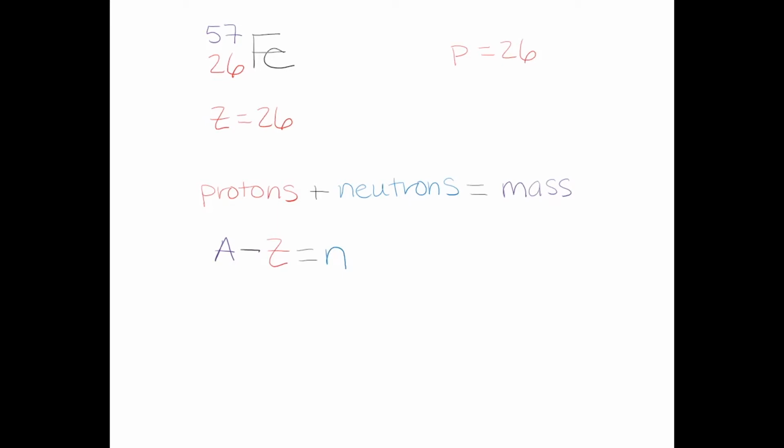Continuing with this problem, we can now evaluate the numbers of protons, neutrons, and electrons in the iron 57 isotope. The number of protons equals the atomic number Z, so protons equals 26. Because protons plus neutrons equals mass number, or red plus blue equals purple, we can rearrange this to solve for neutrons as A minus Z equals N.